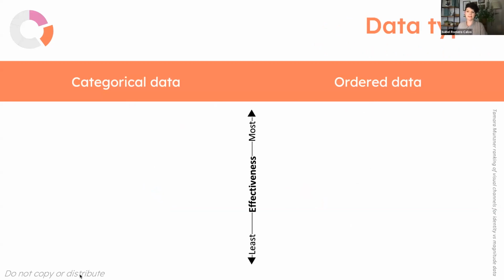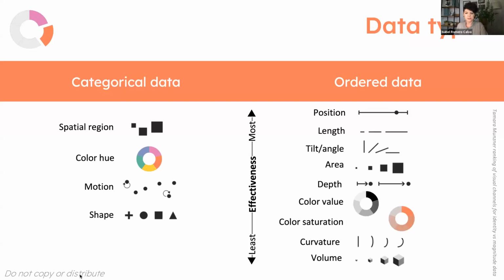Let's mention something else about color. If we keep these two groups, categorical data and ordered data, and we classify different ways to represent this data, not only color but others, here are some examples. On the left side, for categorical data, we have spatial regions, color, motion, or shape. On the right side, for ordered data, we have position, length, area, color value, and saturation, and so on. It has been published that if we classify what is most effective, the most effective sits at the top of the page. We can see how a spatial region is the most effective way to show categorical data, and position is the most effective way to show ordered data.